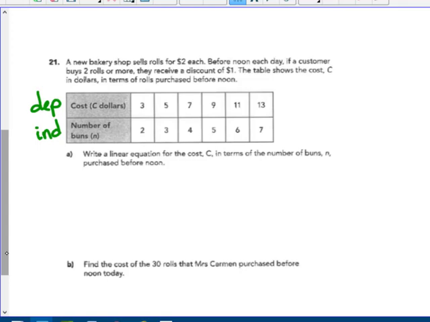So we've got to find that initial starting point. I don't have 0 on my table here. Well, let's see if we can find the rate. Maybe that will help us get back to that initial. But I want to know when I buy no buns, what's my cost? I want the 0 to be here.